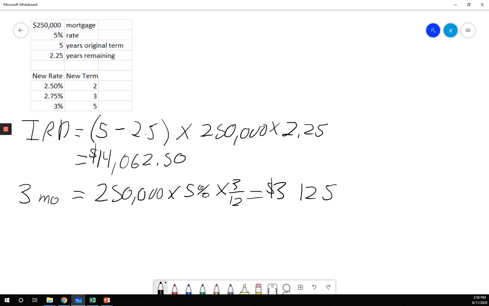Which one would we charge? We would charge the $14,000 because that's the larger of the two. The IRD only gets charged when interest rates have declined since locking in. So people who are locking in right now, highly unlikely they'll ever pay an IRD on this term. Although in a future term, if interest rates have increased and declined again, that might be the case.